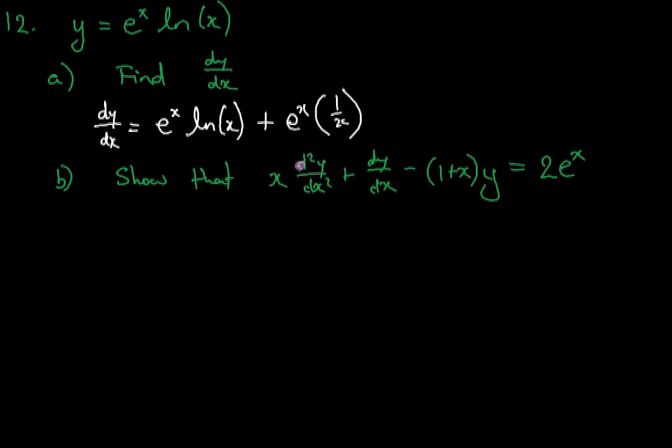I notice first of all that here I've got a second derivative, so I know for sure that I need to differentiate at least one more time. So I'm going to do that. But first I've got this horrible 1 over x here. I want to get rid of that quotient so that I never have to use a quotient rule. I'm going to multiply everything through by x. So I get x dy by dx is equal to x e to the x ln x plus e to the x.